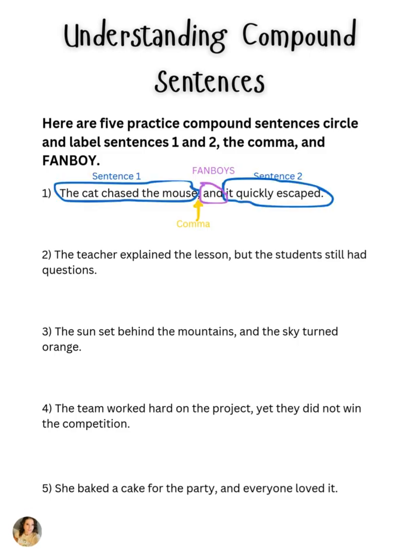The first sentence is the cat chased the mouse. This is a complete sentence. You do have a subject and a predicate. You have the subject, the cat, the predicate, chased. It is followed by a comma and a conjunction, the fanboy and then you have sentence number 2, it quickly escaped. Well, it is the subject, quickly escaped is the predicate. These two sentences could stand alone, but they are separated by a comma and a fanboy, which makes them a compound sentence.